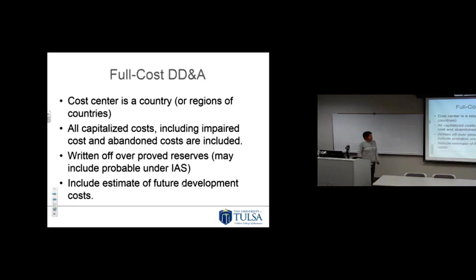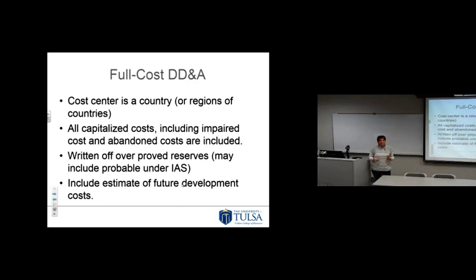Okay, so as we said, the cost center is now a country or a region of countries. So we're not doing this by field anymore. Of course, in your books, you're going to be keeping track of things by field, but you don't have a DD&A calculation or a DD&A account per field. All capitalized costs, including impaired and abandoned costs, are included as assets. The next session, we're going to be talking about impairment and asset retirement obligations. So we'll talk about impairment and we'll talk about abandonment and we'll see how those work.